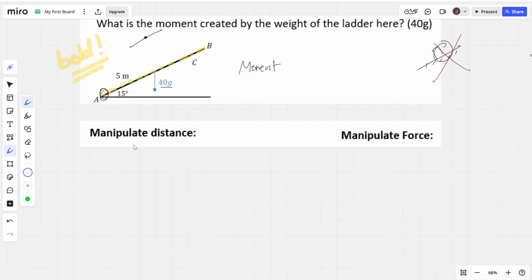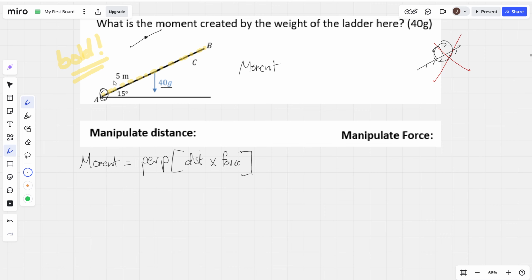So for a moment, remember, it is the perpendicular distance times force. I'm going to write it a little bit unusually. I put the perpendicular like that to stress the fact that as long as they're perpendicular to each other, it's fine. So I'm going to show you one where you can manipulate the distance first of all.